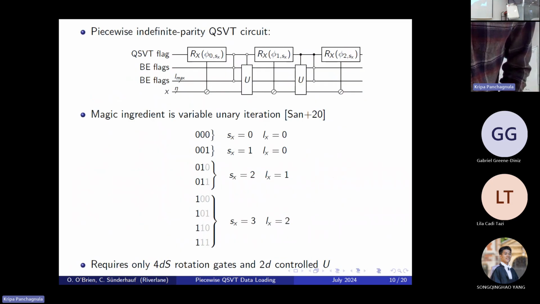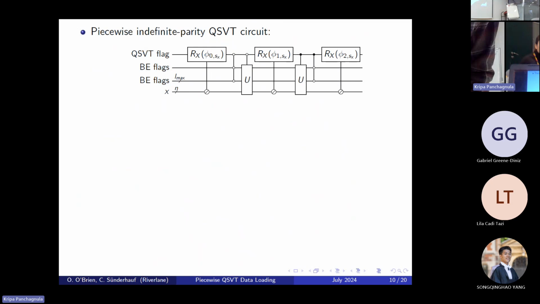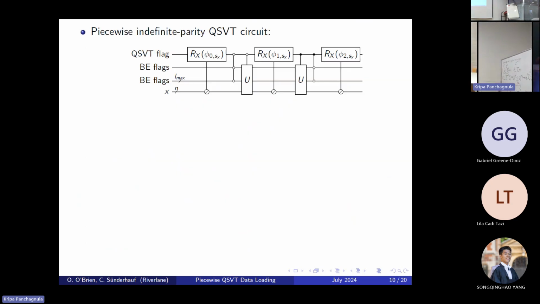So computing carries is like a modified addition. Yeah, it's a modified addition. So it's actually very cheap to do this implementation. So now we have our block encoding, we have to apply a different polynomial to each section of it.